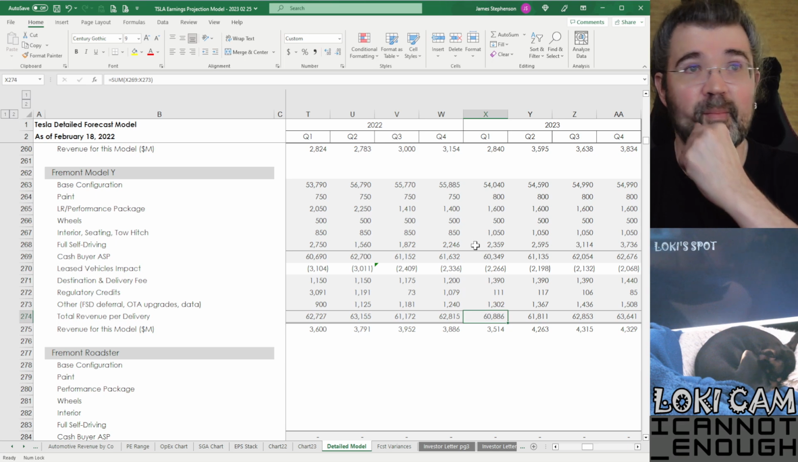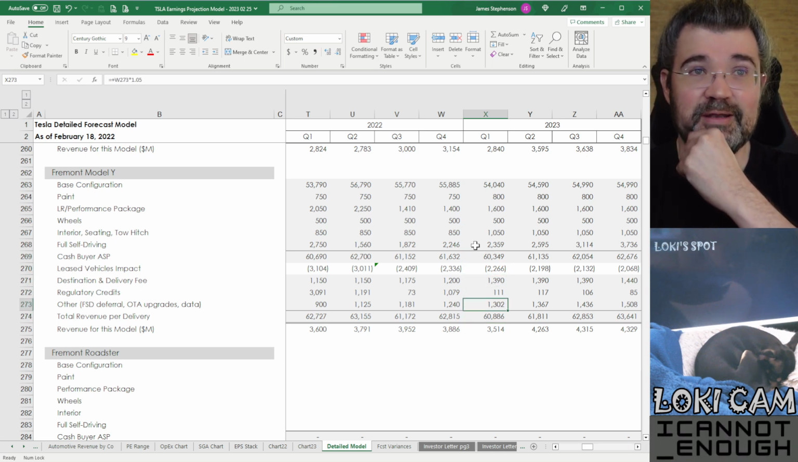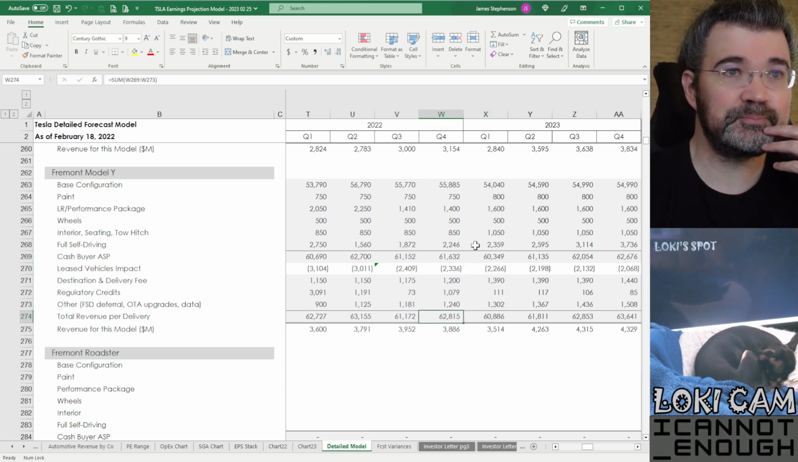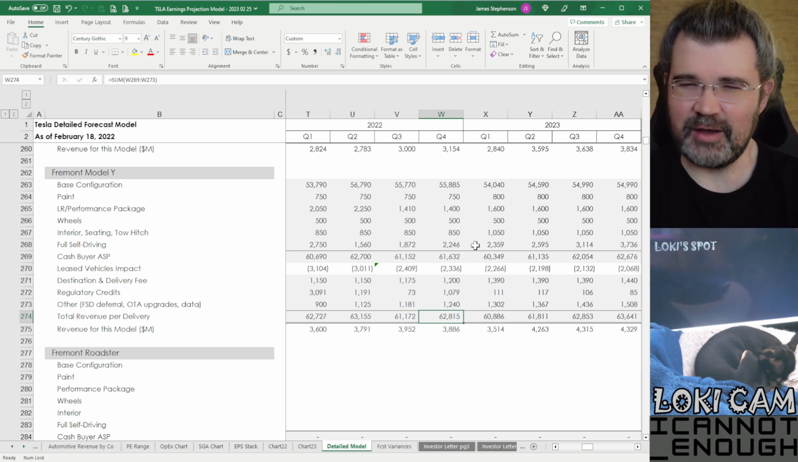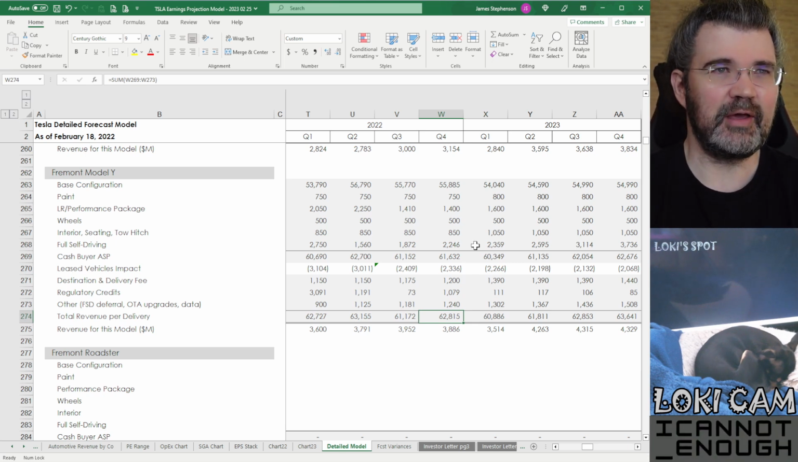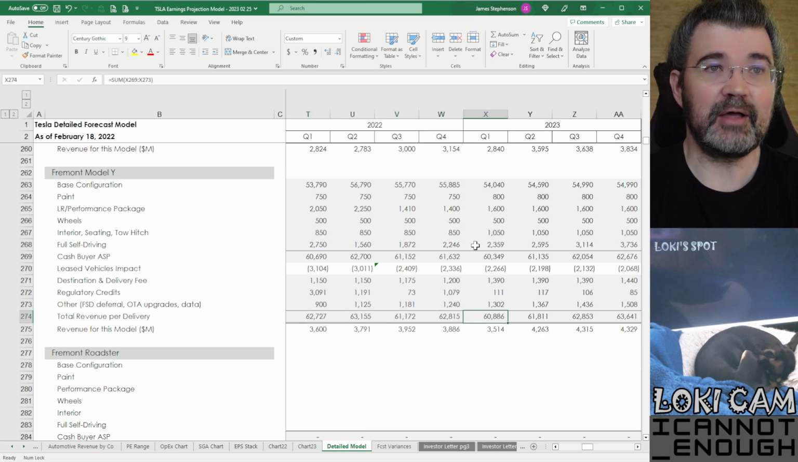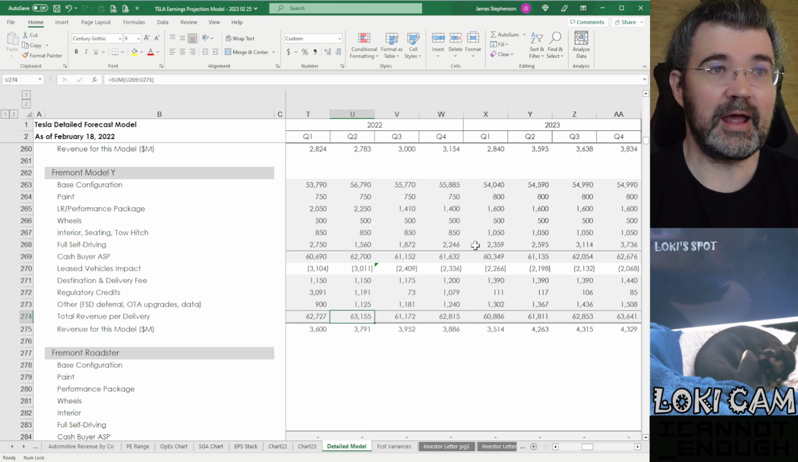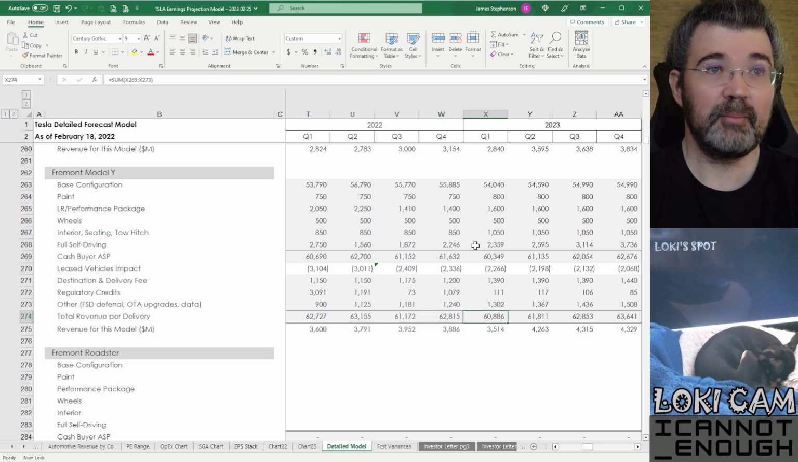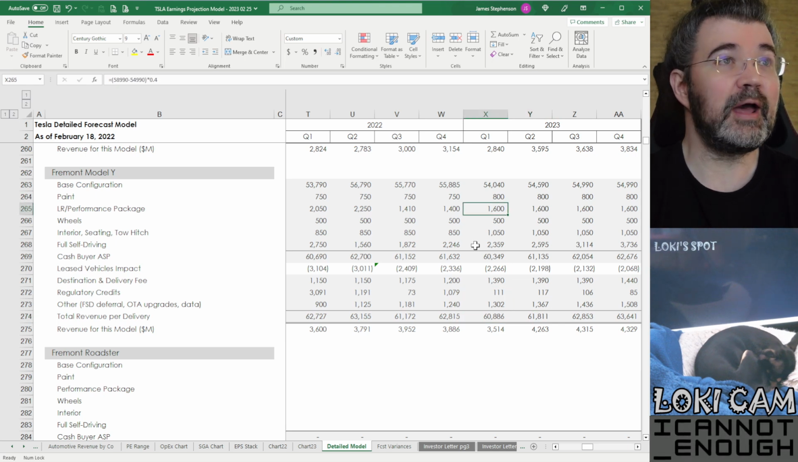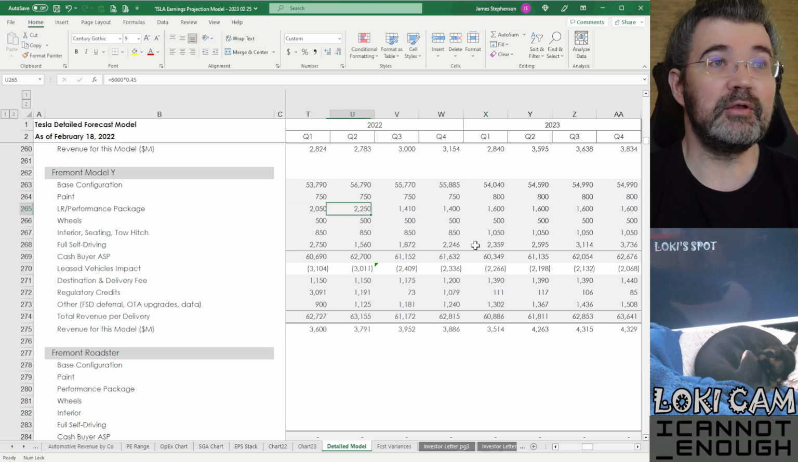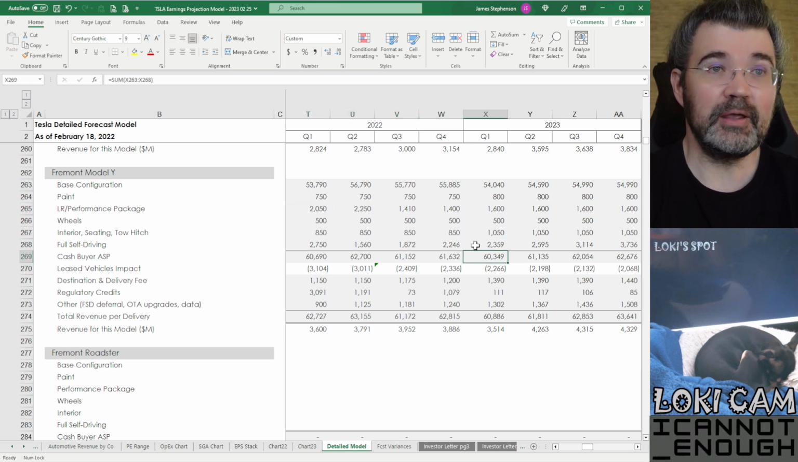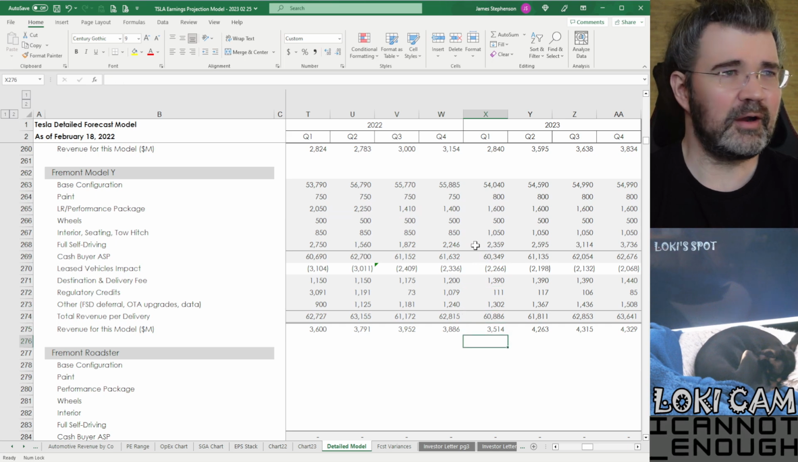So in the case of the Fremont Model 3, these numbers aren't very different like they are for some of the other models. You can't see this stuff unless you model it at this level of detail. So that is less in total at the bottom line than it has been every quarter last year, but not by a ton. It is lower, but not extremely low. The performance package now only 4,000, had been 5,000 last year, so a little bit of a price cut there.